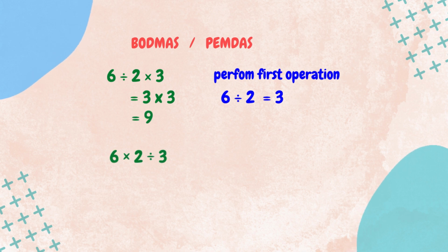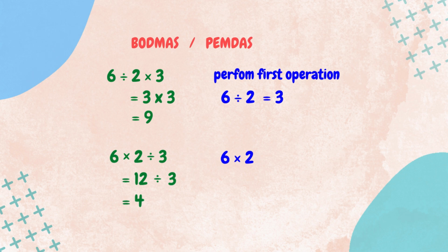Work out 6 multiplied by 2 divided by 3. Here multiplication appears first. 6 multiplied by 2 gives 12. Then 12 divided by 3 gives 4.